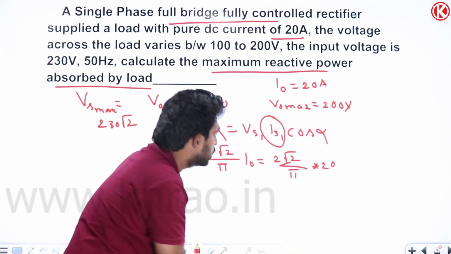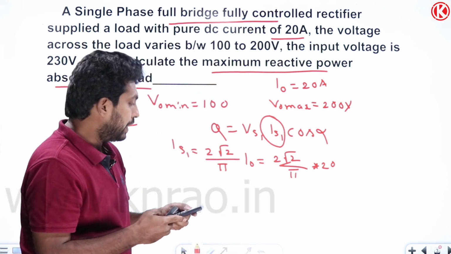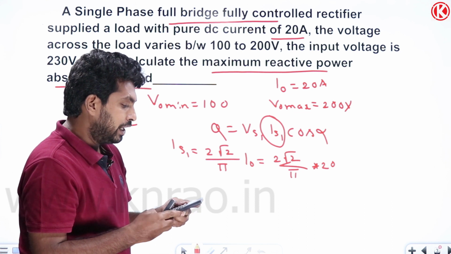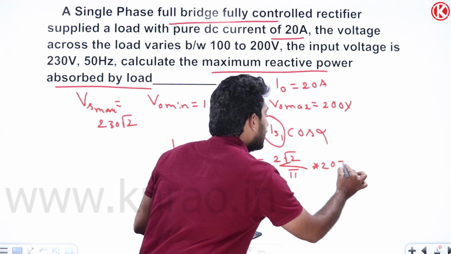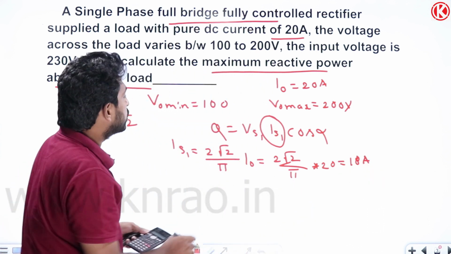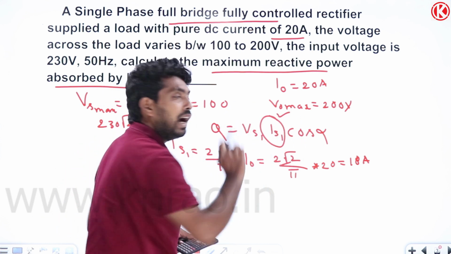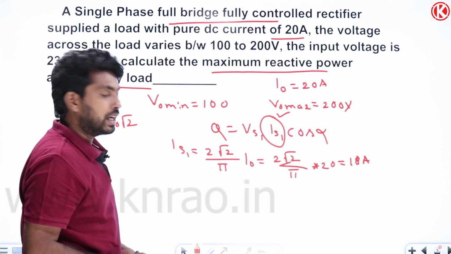Let me find this. 2 root 2 divided by pi into 20, which is 18 amperes. So we got the Is1 as 18 amperes. Now we need to find the alpha value. For that, let me consider two cases here.